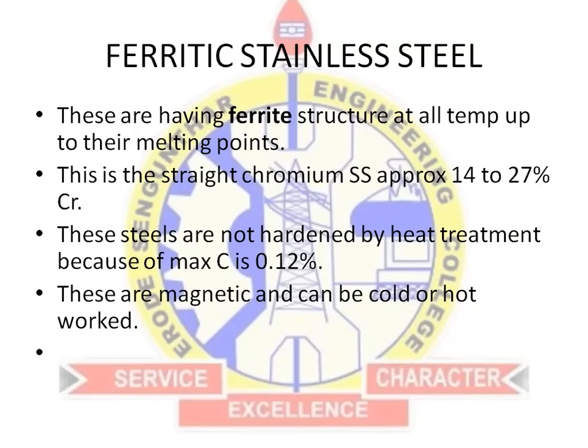This ferrite structure helps in all melting points. This straight chromium stainless steel has approximately 14 to 27 percentage of chromium. These steels are not hardened by heat treatment because of the maximum carbon present, which is 0.12 percentage. So the hardening is not required for this type of steels. These are magnetic and can be used in cold as well as hot working. So mainly for the ferritic stainless steel, there is no need of heat treatment.